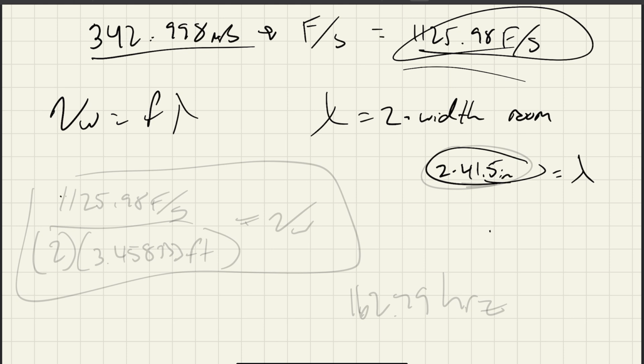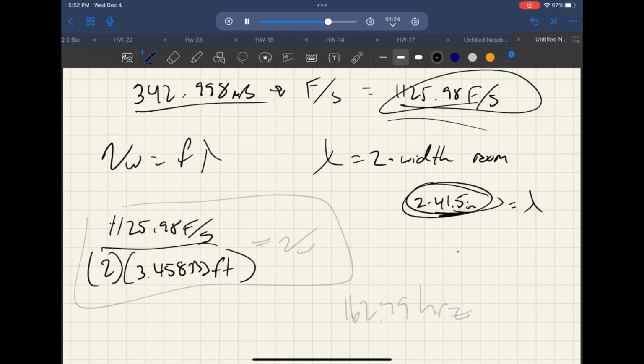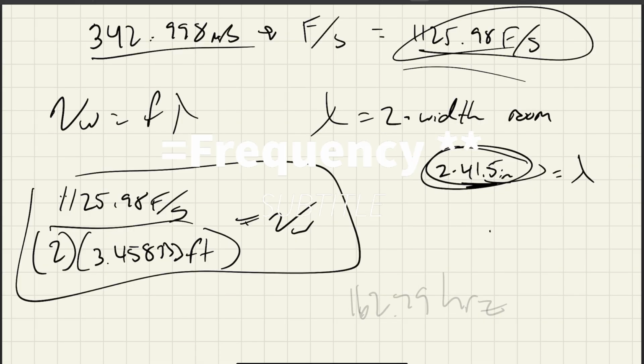So let's do our equation here. Our speed of sound in feet per second over 2 times our feet, which is going to be 3.45833 feet. I just took the 41.5 inches and turned it into feet here. So like a dummy, I said it equals the speed of sound. It's not. We already found the speed of sound. Speed of sound divided by lambda, which was the wavelength, equals our frequency. So that variable should be an f. There's our equation here, and we get what?